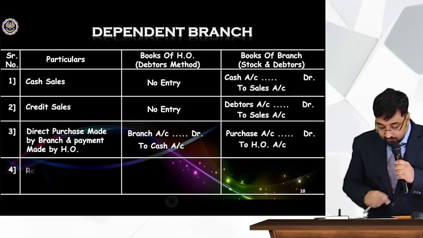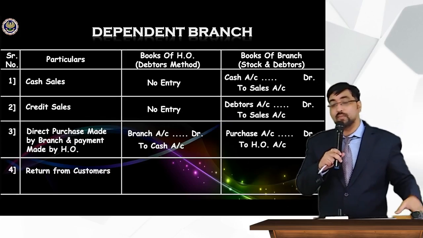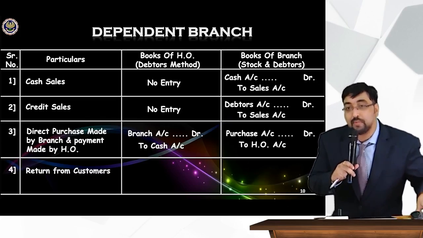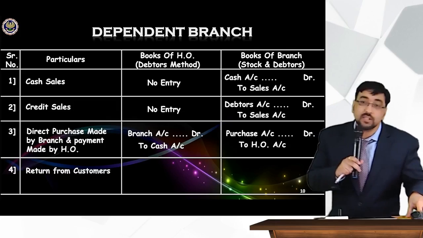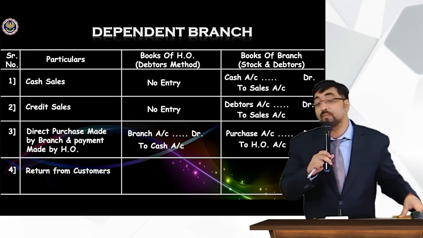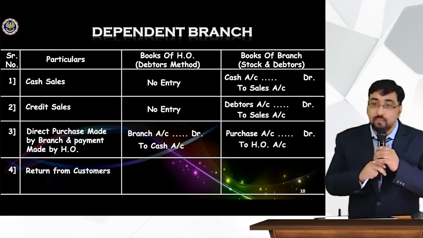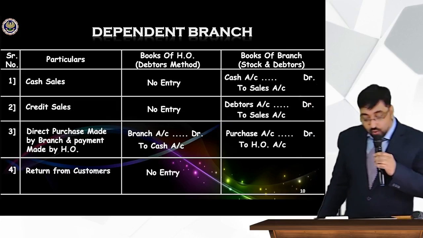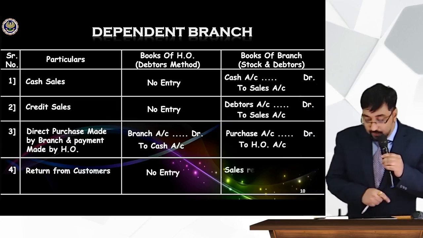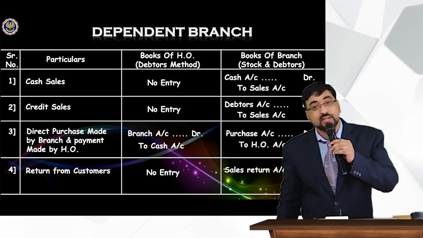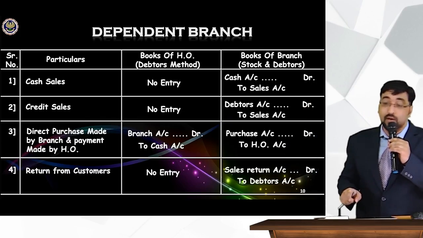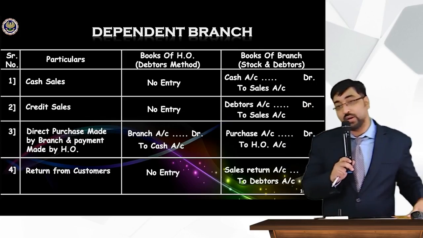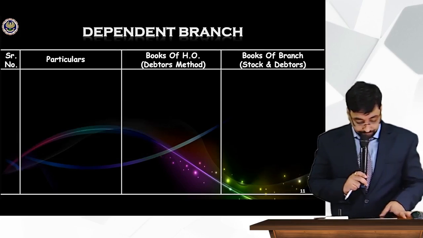Next entry will be return from customer. As sales entry is passed by branch only, therefore returns from customer entry is also passed only by branch and not by head office. So remember, no entry in the books of head office, but entry will be sales return account debit to debtors account.